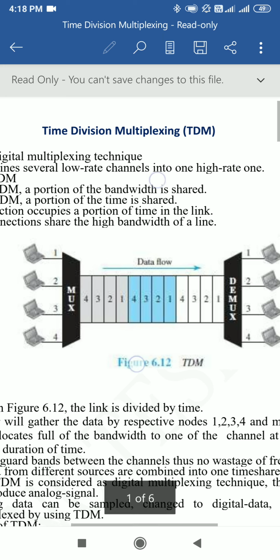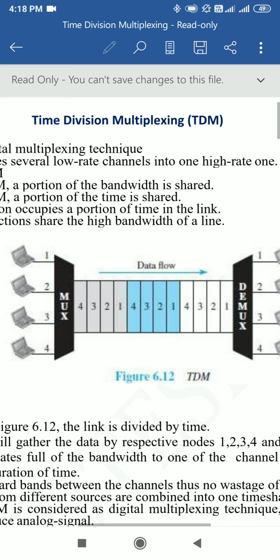Now we'll see about the TDM. You can just see this diagram. There are 4 devices, device 1, 2, 3 and 4. All the 4 devices want to transfer data over the transmission medium. Now when they input their data to the multiplexer, in the TDM technique the single channel is divided into various time slots.